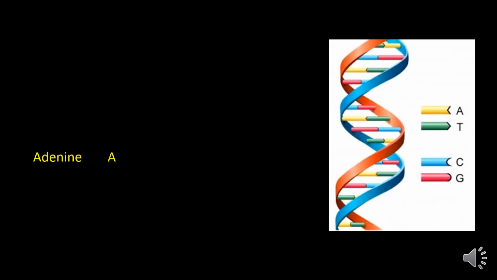They represent adenine, or the letter A. There's thymine, T, cytosine, C, guanine, G. Now let's have a look at the structure of nucleotides in a little bit more detail.